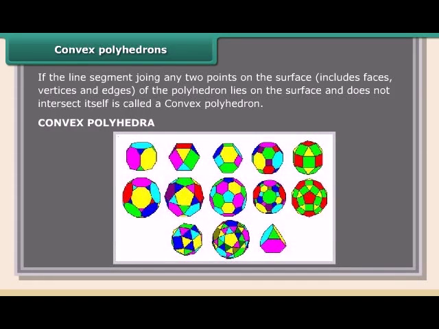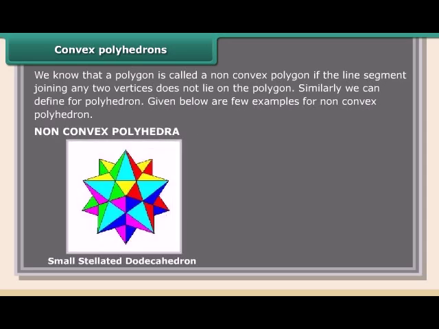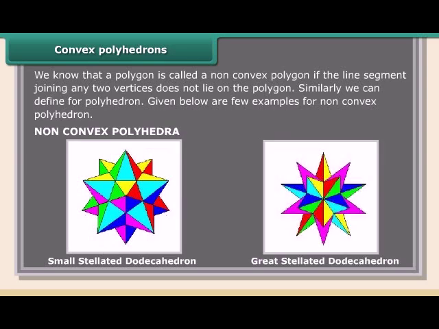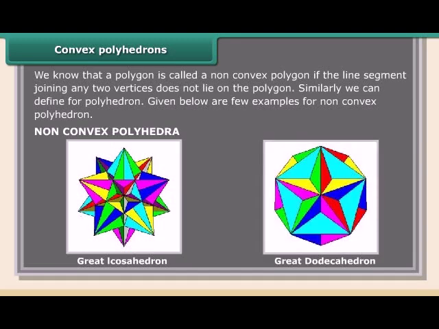Non-convex polyhedra: we know that a polygon is called a non-convex polygon if the line segment joining any 2 vertices does not lie on the polygon. Similarly, we can define polyhedron. Given below are a few examples of non-convex polyhedron: small stellated dodecahedron, great stellated dodecahedron, great icosahedron, great dodecahedron.